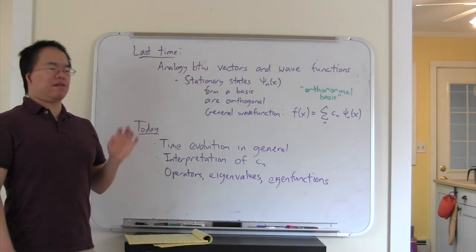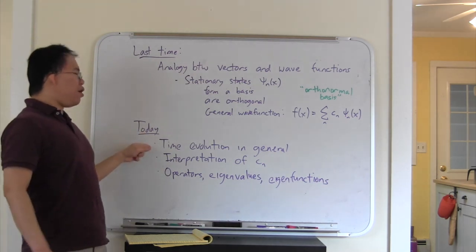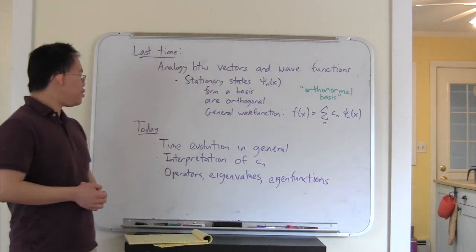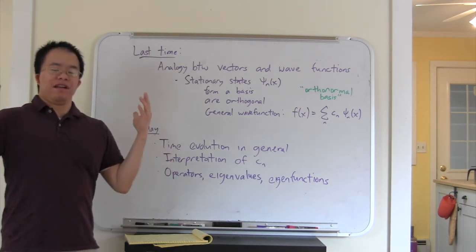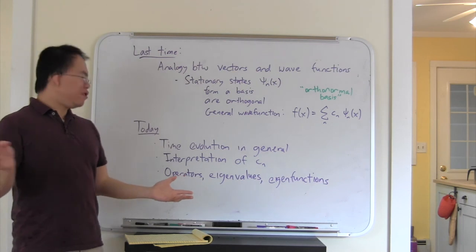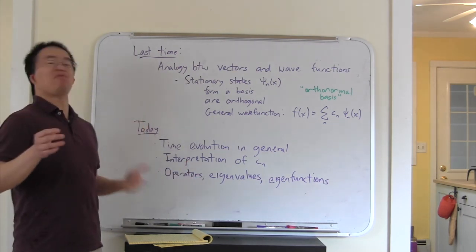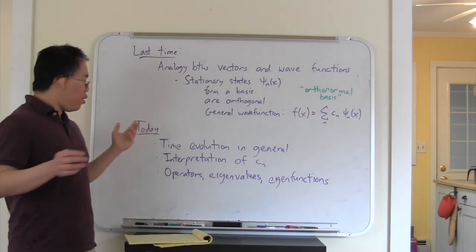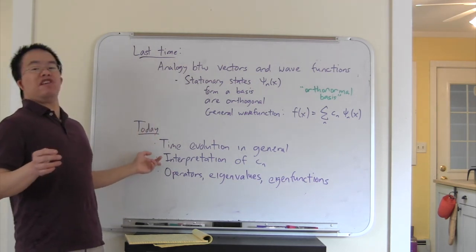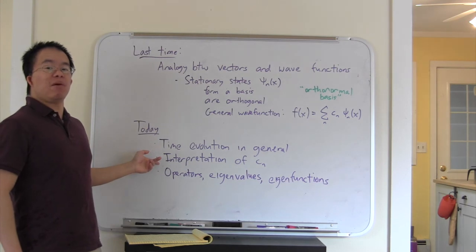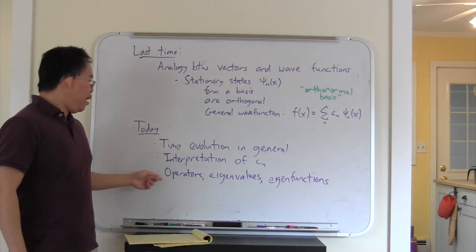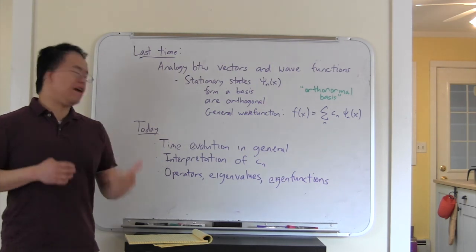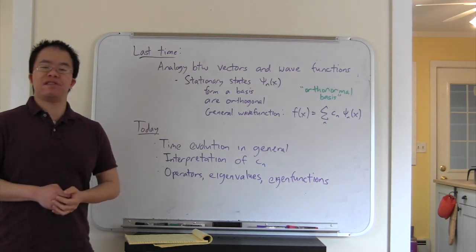What I want to talk about today is a few things. I'd like to talk about time evolution for an arbitrary initial wave function. If I have the wave function at time t equals 0, whatever it is, how do I find what the wave function is at later times? I want to talk about the physical interpretation of the expansion coefficients C sub n. And then we'll introduce some concepts about operators, eigenvalues, and eigenfunctions.